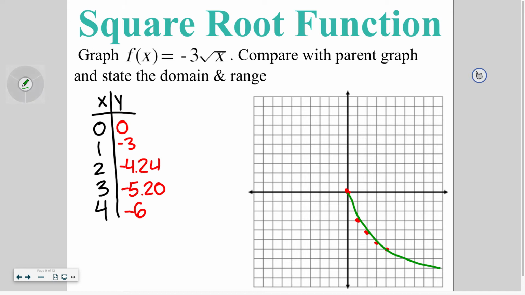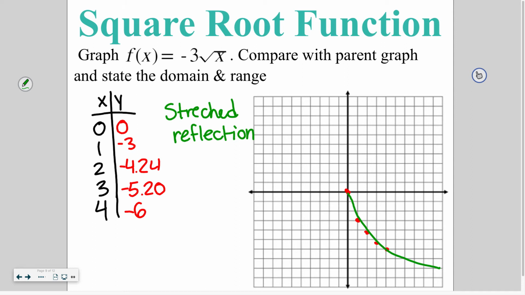And then we need to compare with the parent function and state the domain and range. So looking at the comparison, we have an a value. So that 3, which is greater than 1, is going to tell us that it is stretched. The negative tells us that there's a reflection. There's no addition outside the parentheses, so we're not moving up or down. There's no addition in the square root or out of the square root, so we're not moving up, down, left, or right.